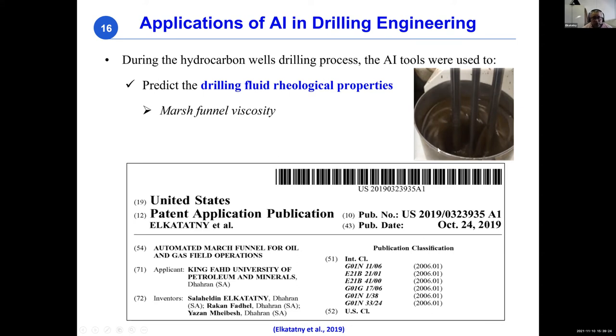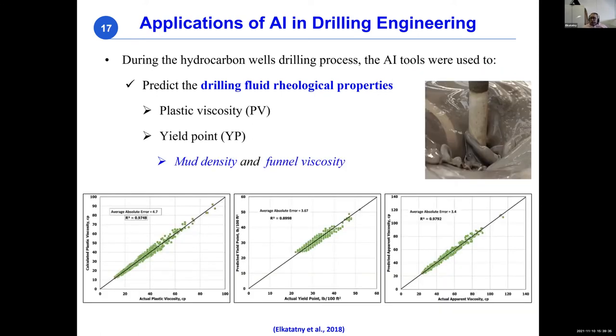The objective of this automated marsh funnel is to measure the marsh funnel viscosity and the drilling fluid density. And we applied different AI tools for different drilling fluids. So we can use the input data, which is the mud density and the funnel viscosity, and predict the other rheological property data, such as plastic viscosity, yield point, flow consistency index, flow behavior index, and apparent viscosity.